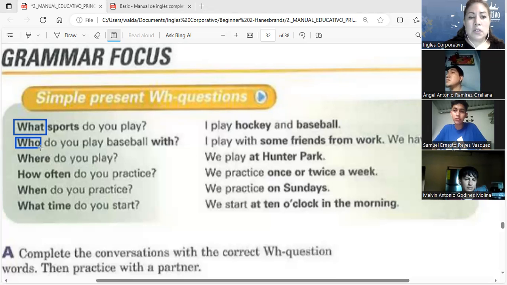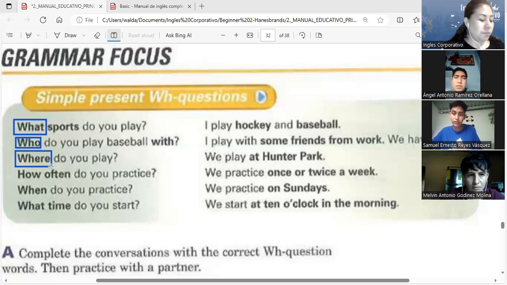Who? Who? ¿Quién? Exactly. ¿Quién? Good. Where? ¿Dónde? Good. ¿Dónde?